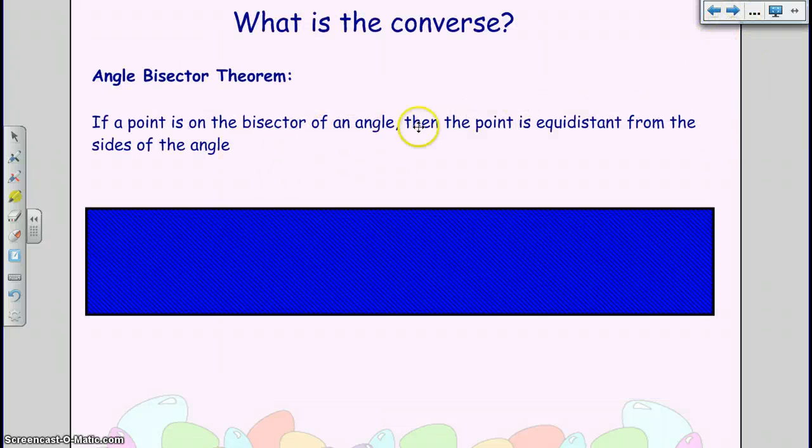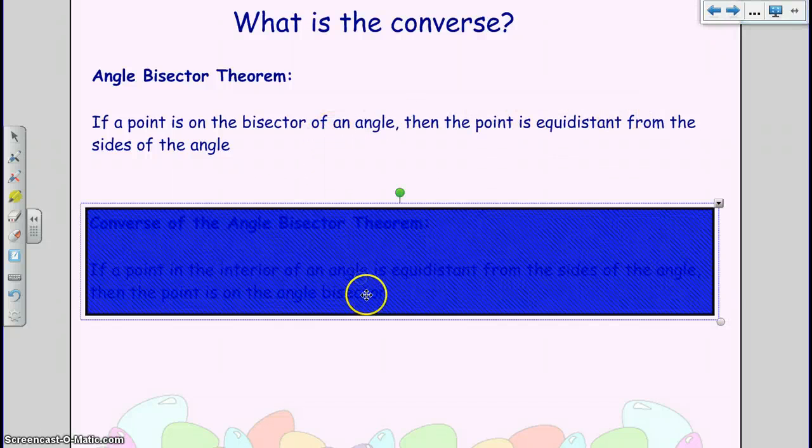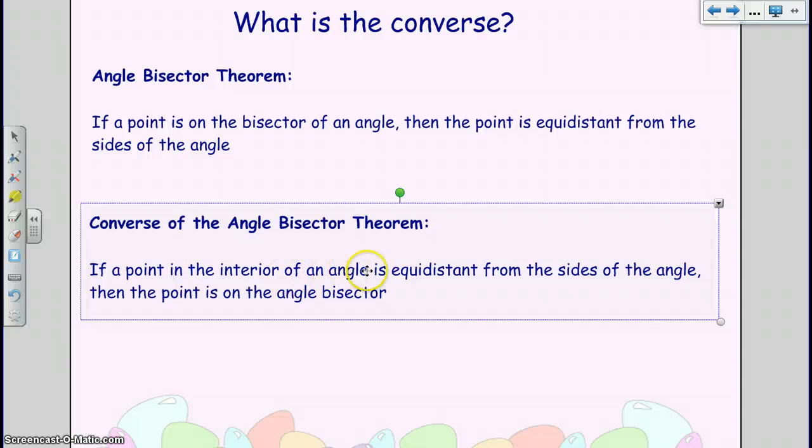If a point is on the bisector of an angle, then the point is equidistant from the sides of the angle. Then the converse is, if a point in the interior of an angle is equidistant from the sides of the angle, then the point is on the angle bisector.